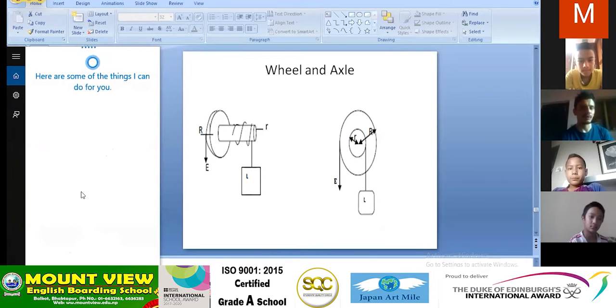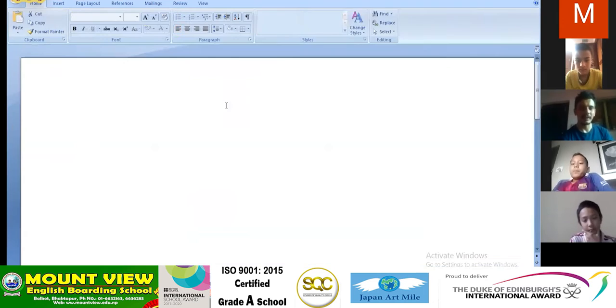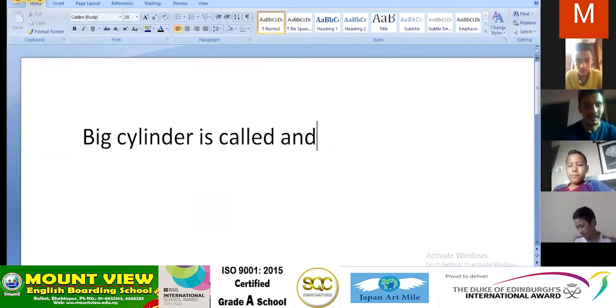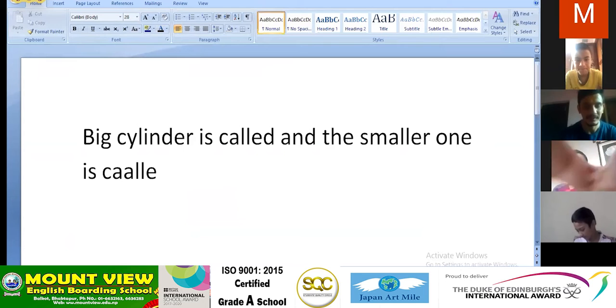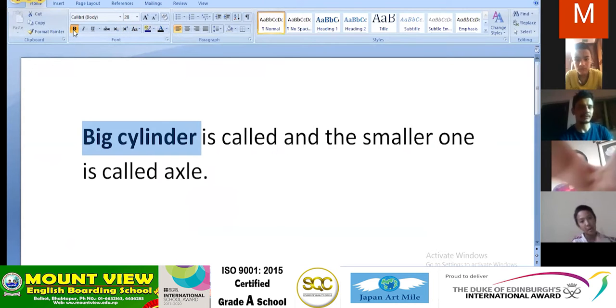The big cylinder is called the wheel, and the smaller one is called the axle. Spelling is this. So the big cylinder is called the wheel and the smaller one is called the axle. Do not forget these words.